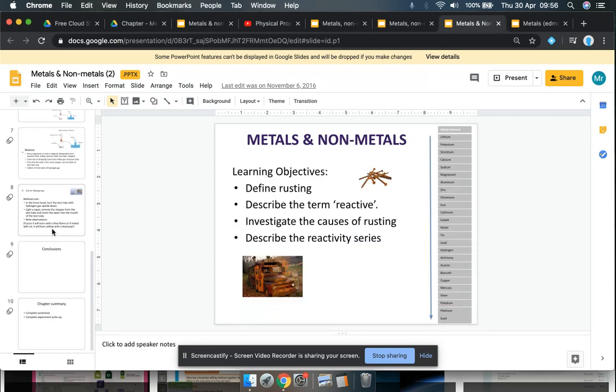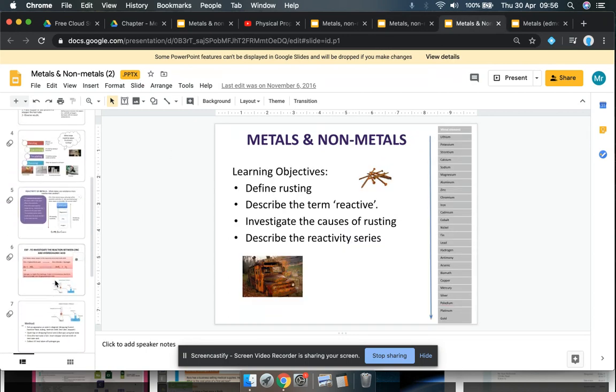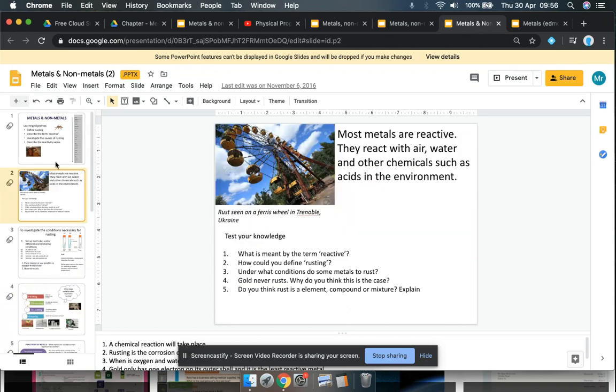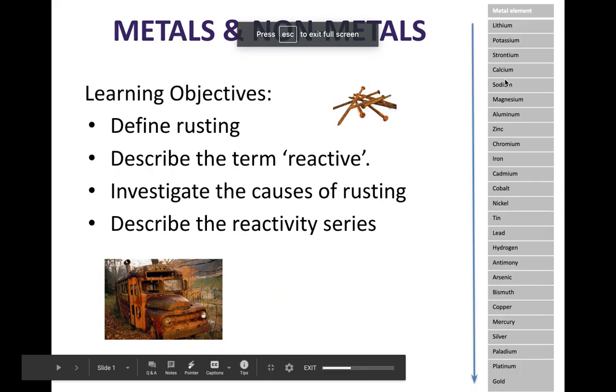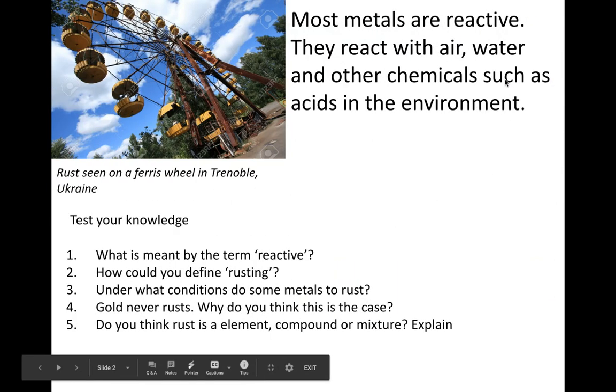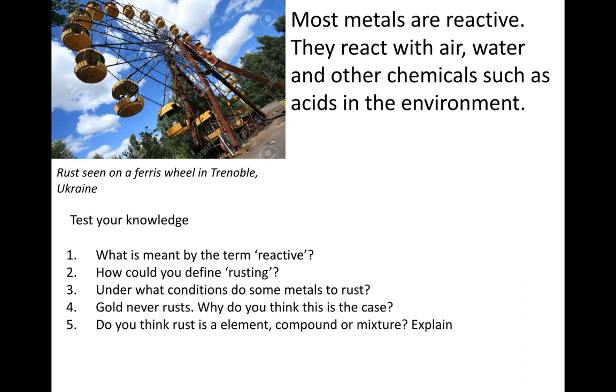Right, I just want to have a look here at a rusting experiment if I have it. Yes. Okay, so one final thing that you should know about this chapter is about rust, and how rusting works, what speeds it up, what's affecting it, and what rusting really is.